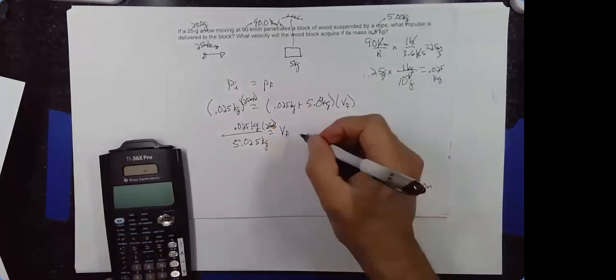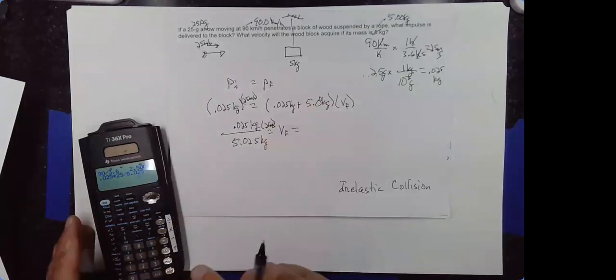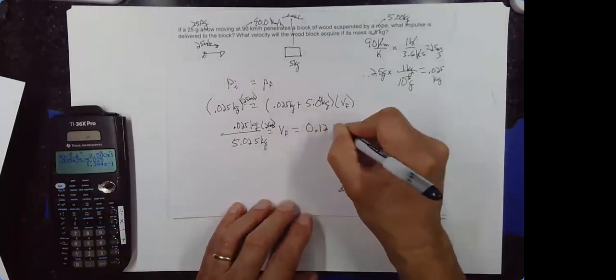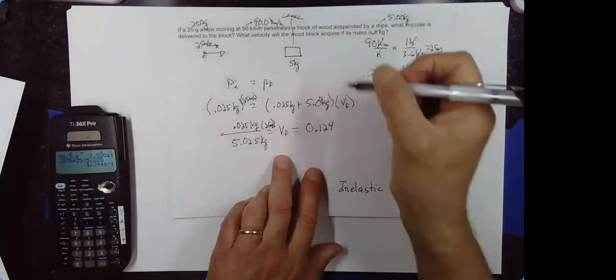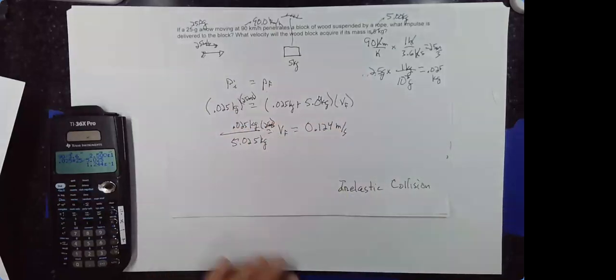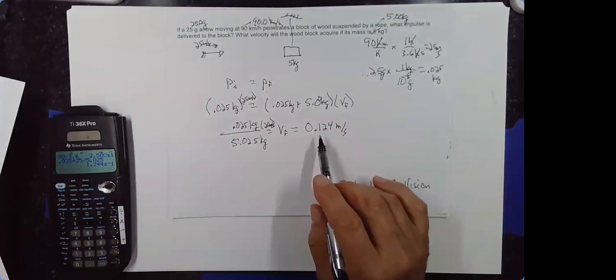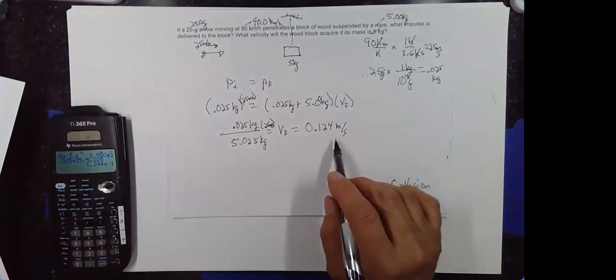Okay, so plug and chug, 0.025 times 25 divided by 5.025, and I get about 0.12. I guess I can keep 3 sig figs now that I've introduced them. This would be meters per second. The kilograms divide out, and I'm left with meters per second. Now, that's the momentum of the arrow-bullet combination, or that's the speed of the arrow-bullet combination.